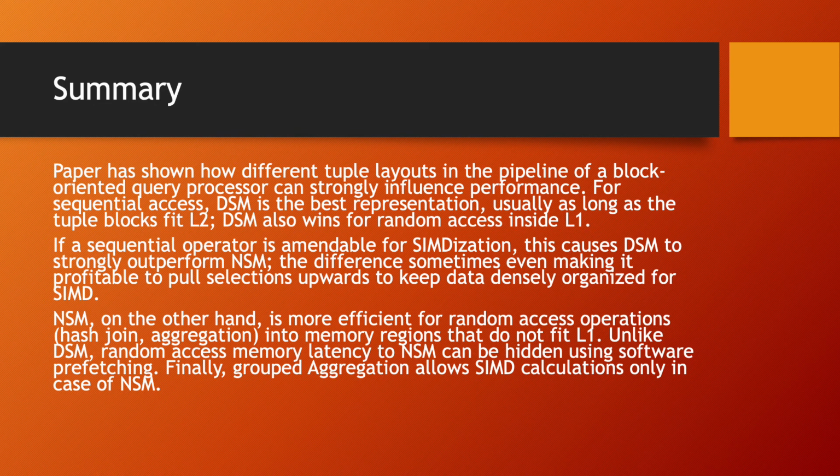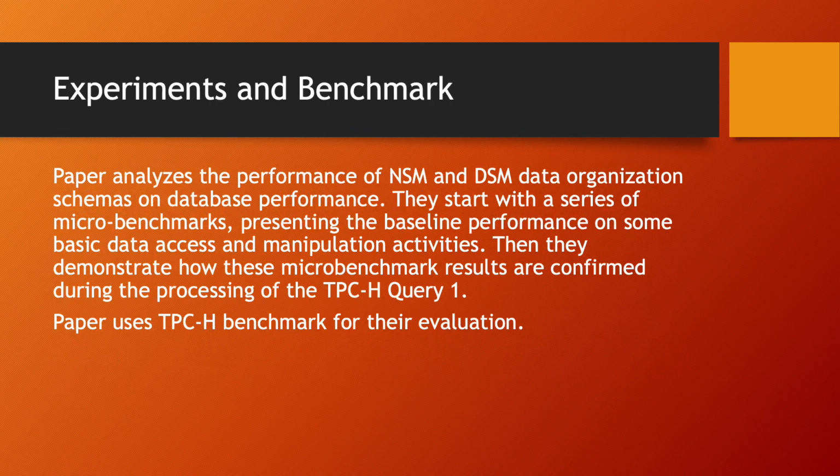NSM, on the other hand, is more efficient for random access operations like hash join and aggregation into memory regions that do not fit L1. Unlike DSM, random access memory latency to NSM can be hidden using software prefetching. Finally, grouped aggregations allow SIMD calculations only in case of NSM.